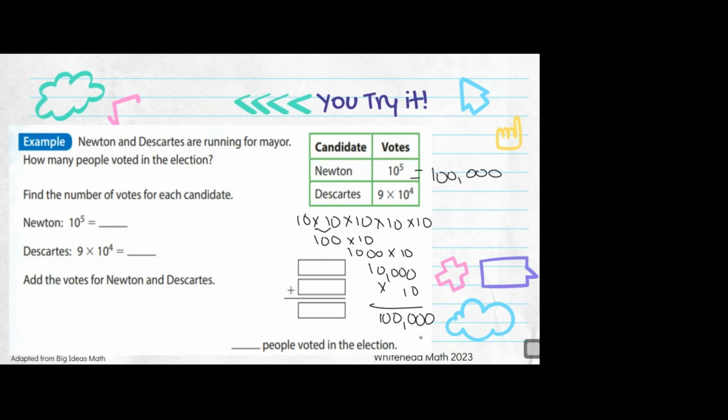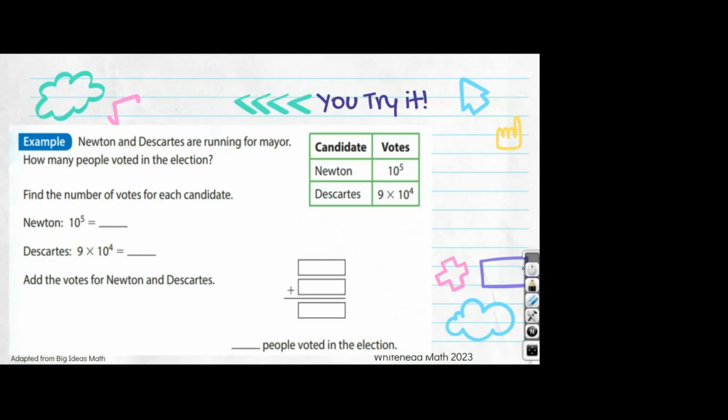Okay, Descartes says 9 × 10⁴. Well, we already did that. So we have 100 × 10 = 1,000. So that would be 10 × 10 × 10. And 1,000 × 10 = 10,000. So the value is 100,000 and 90,000. But the question said how many people voted in the election. So we need to add them together. Okay. And we get 190,000 people voted in the election.